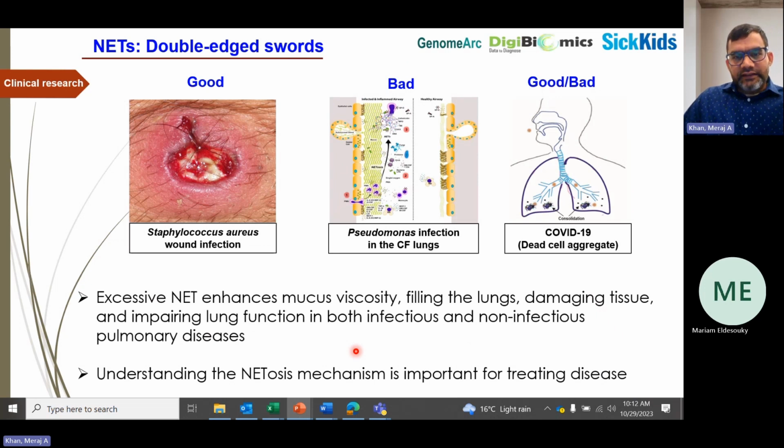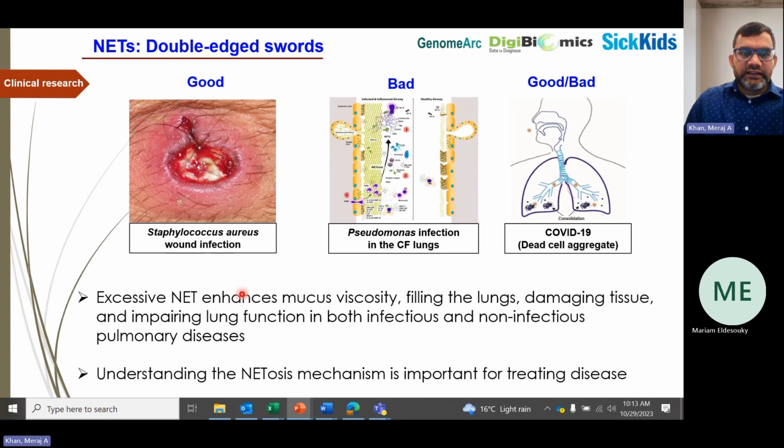This is a slide which shows how NETs are clinically relevant, in what situations NETs are good and in what situations NETs are bad. And there are some situations where we don't know, maybe good or bad. So there is huge potential to explore the mechanism, and then find the targets for drug screening or drug development.